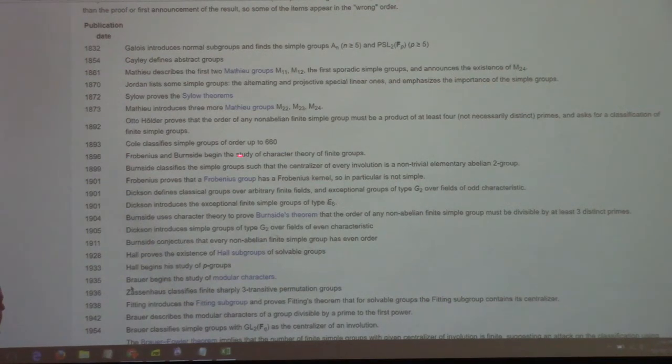Then Frobenius and Burnside came along, early 20th century, and did some really important stuff. Everything Frobenius did has his name. So many different things are named Frobenius. Let's see, you're getting to an exceptional. Zassenhaus classifies finite sharply 3-transitive permutation groups. Past this point, there's all kinds of stuff about these.